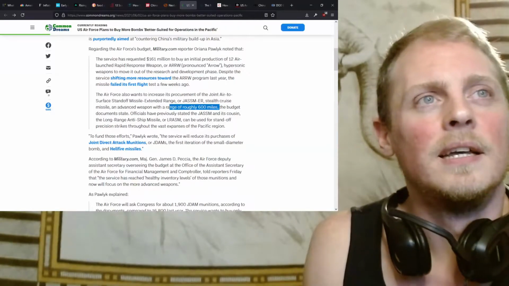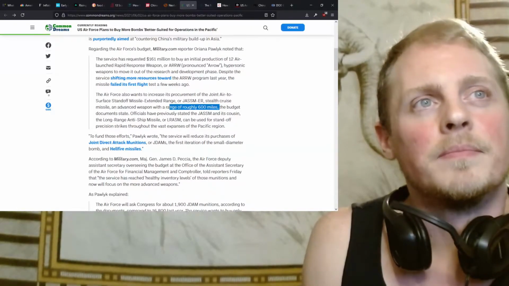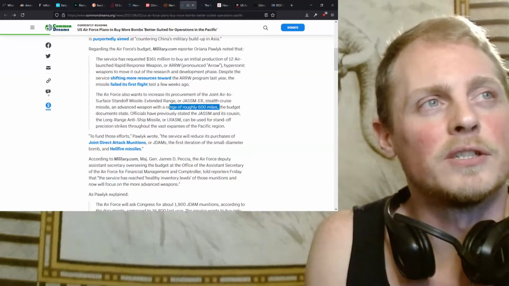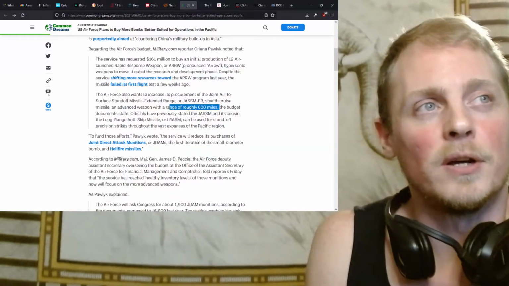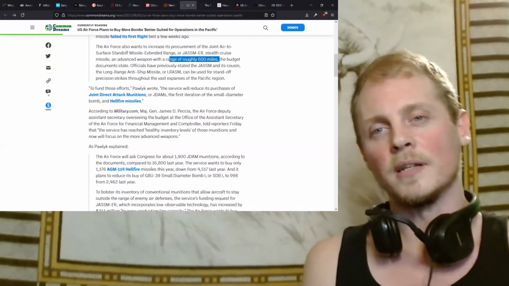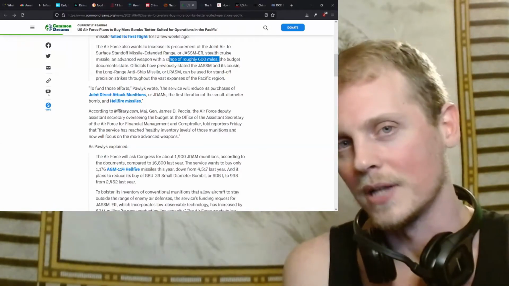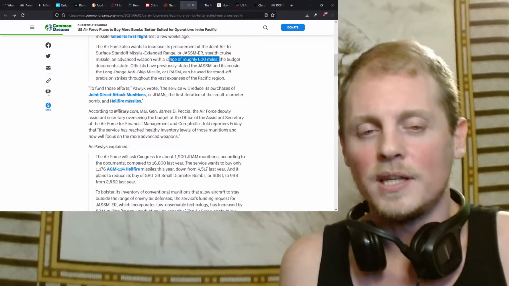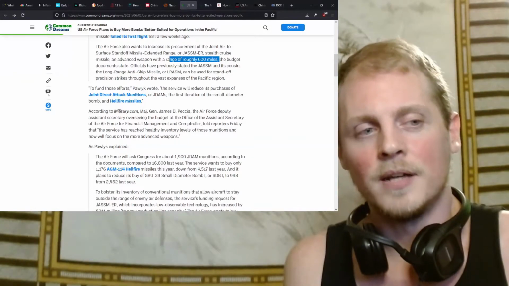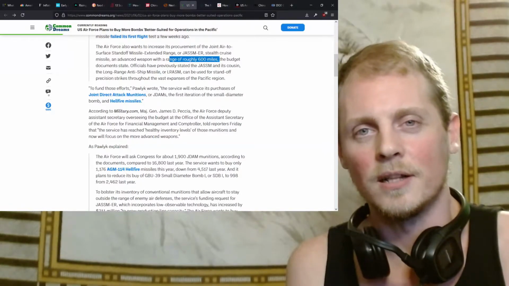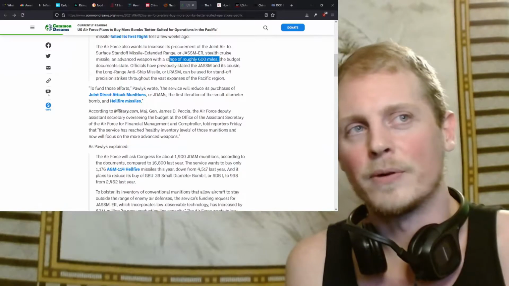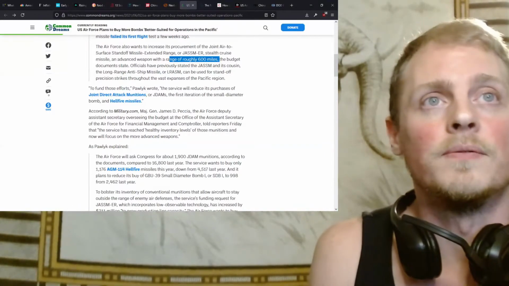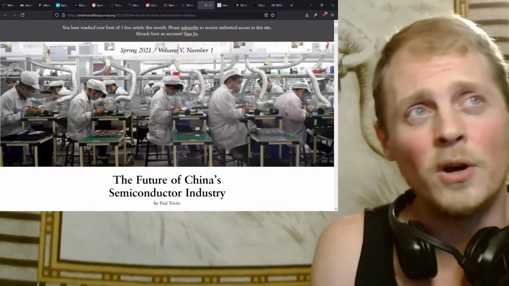Officials have previously stated that the JASSM and its cousin, the long-range anti-ship missile, can be used to stand off precision strikes throughout the vast expanse of the Pacific Ocean. I mean, China's nuclear subs can avoid detection, and they could launch nukes at any one of these vessels or countries. So not only is China really advancing beyond us in technology, they really have us in nuclear technology as well, and they're really gathering up the resources thanks to the Belt and Road Initiative, which I stated in video number one of the World War III series. So let's go on to the next one.